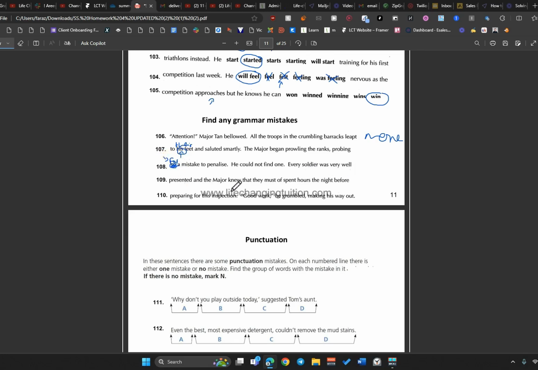Okay, so every soldier was very well presented, and the major knew that they must have spent the night before. So immediately, I'm pretty sure must of isn't the right word. It should be must have spent, right? And I think a lot of people get confused with this because when you're speaking in real English, it sounds similar, but must have is the right one, or must've, with an apostrophe, right? So that's going to be the mistake there. 110. Preparing for this inspection. Good work, he grumbled, making his way out. There's no mistakes in that one.